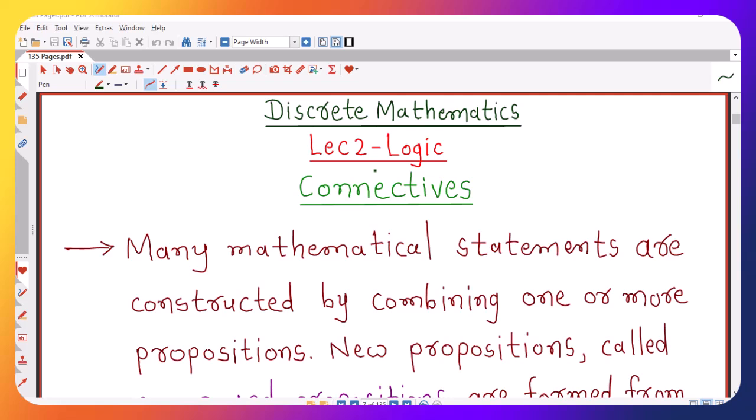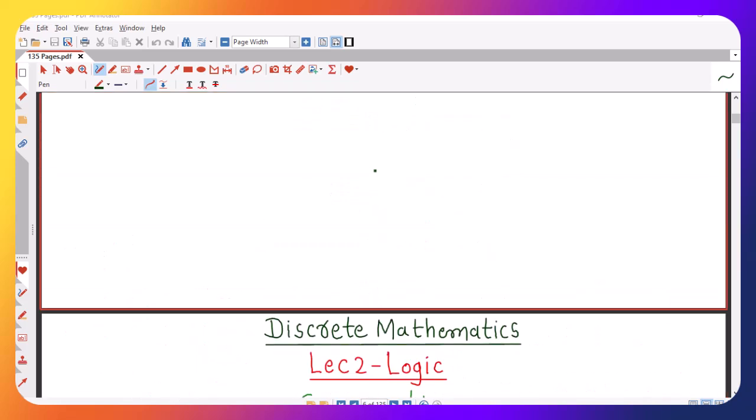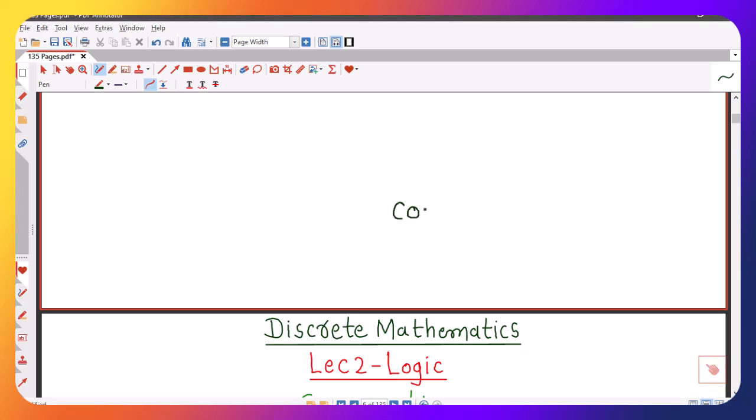In the previous lecture we discussed propositions, and now we know that a proposition is nothing but a declarative sentence that is either true or false but not both. In this lecture we are going to discuss connectives. A connective is one type of operator, or we can say a logical operator, using which we can produce a new proposition from given propositions.